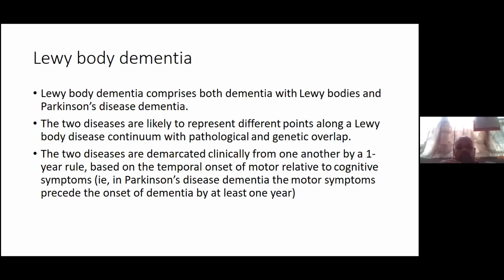And we have this rule, the one-year rule. In Parkinson's disease dementia, the motor symptoms precede the onset of dementia by at least 1 year. In those instances, we would generally diagnose Parkinson's disease dementia rather than dementia with Lewy bodies.